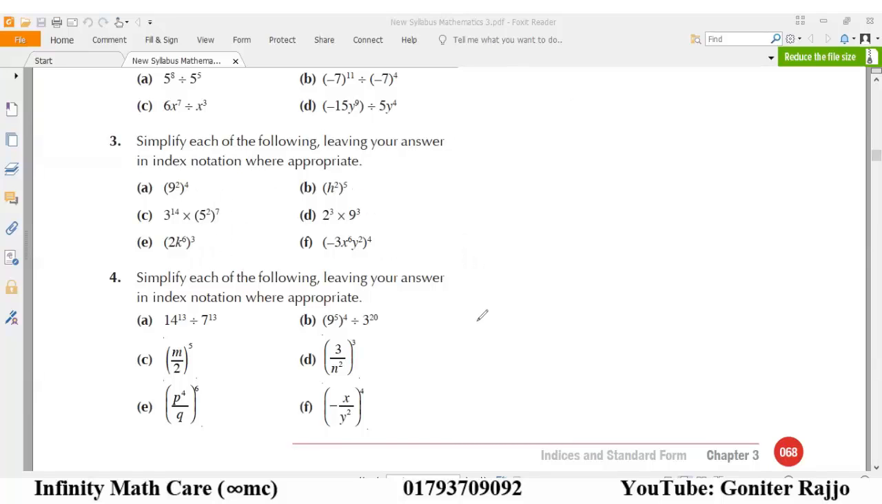Number 4 says simplify each of the following, leaving your answer in index notation where appropriate. Look, here 14 and 7. Look at these two, that is already given in index notation form. So I'm writing the question at first. It will be better. 14 to the power 13 divided by 7 to the power 13.